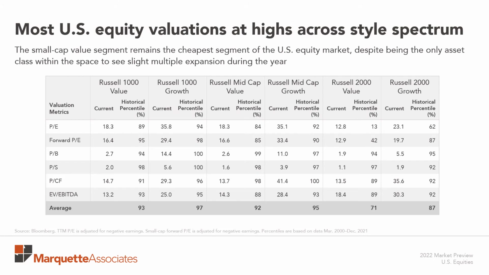Despite the multiple contraction, U.S. large-cap equity indices continue to reflect multiples that sit at the extreme ends of historical levels. The same can be mostly said across the style spectrum for the mid-cap space as well. Interestingly, the small-cap value space, as represented by the Russell 2000 Value Index, continues to reflect relatively attractive price-to-earnings ratios, though other valuation metrics for the index like price-to-book and price-to-sales remain at extremes.